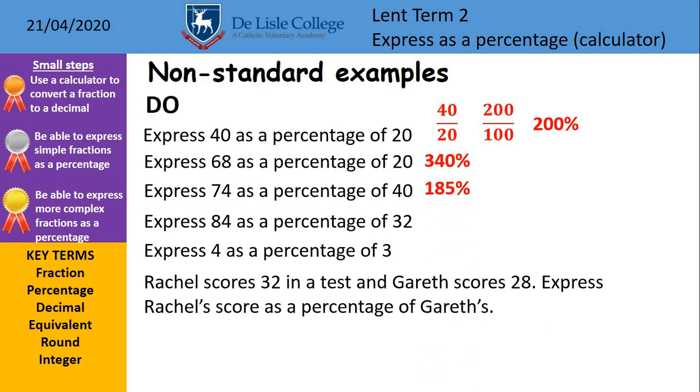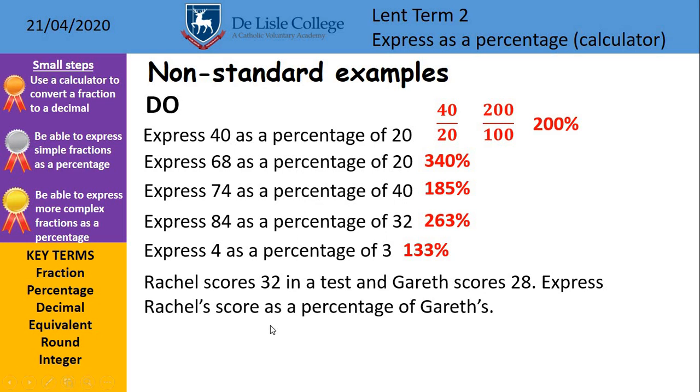74 is a percentage of 40. Type it into your calculator, 74 over 40. Times it by 100 to give you 185%. So 263% for your next answer. 133% for your next answer. Some of these you would have had as decimals, just round them to the nearest integer. If you've got them as decimals, that's entirely fine.